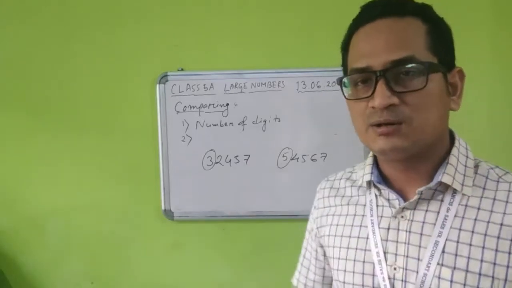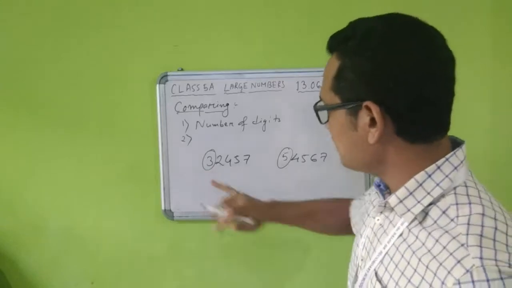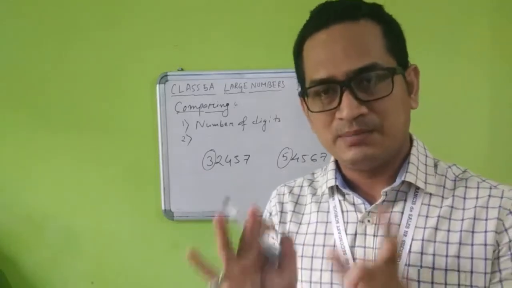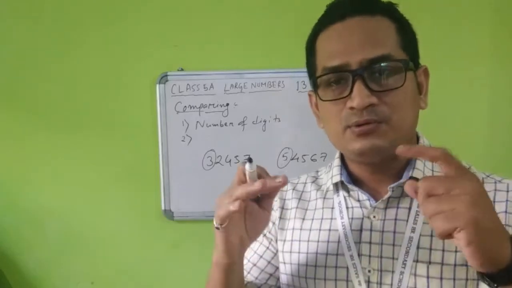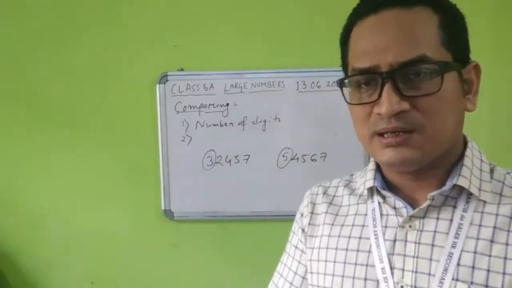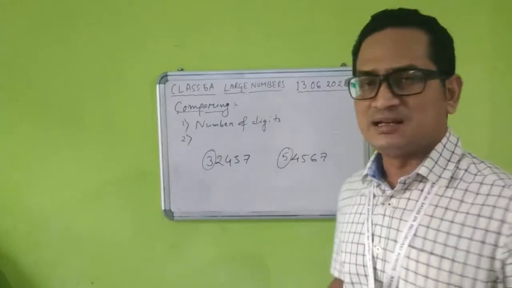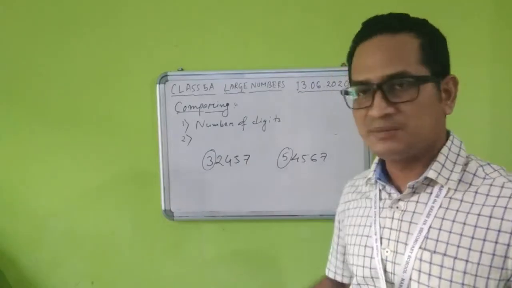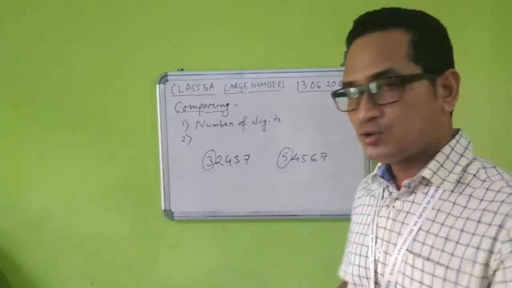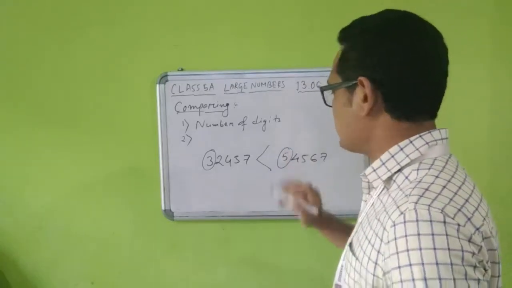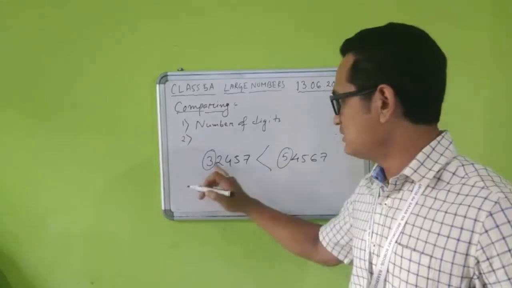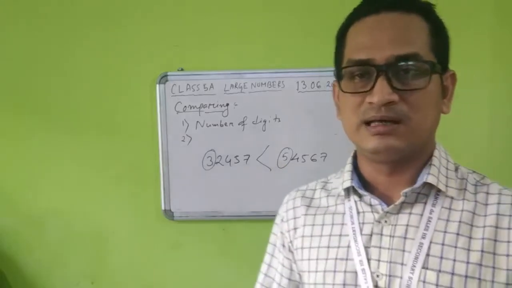Or indirectly you can also say one thing: here it is 3, here it is 5. Normally it is greater by place value only, but if you think directly, which digit is greater, 3 or 5? Of course 5 is greater than 3, and both are in the same place, the 10,000 place. So you have to say that this number will be greater because it has 5 in the 10,000 place and the other has 3 in the 10,000 place.